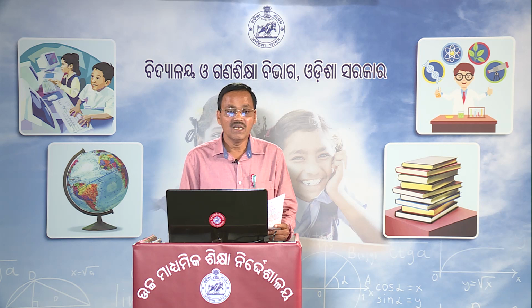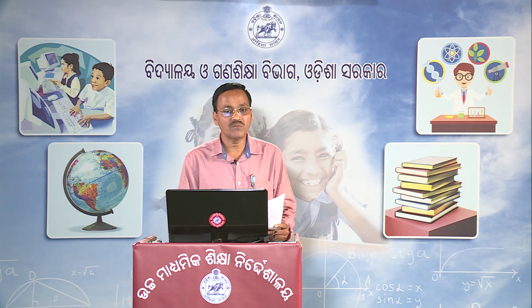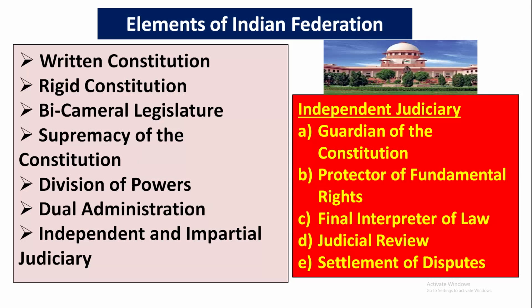Two sets of governments are there, and we, the citizens of the country, are governed and administered by two types of government, one is the union government and then the state governments. So, besides that we have independent and impartial judiciary. In India the judiciary is hierarchically organized.